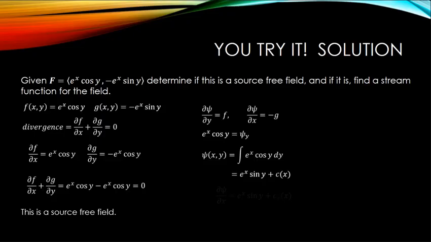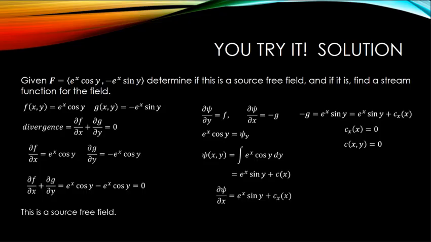If I take the derivative of this integral result with respect to x, I get negative g, which is equal to e to the x sine y, which is equal to e to the x sine y plus the partial of c with respect to x of x. Comparing both sides, I see that my partial of c with respect to x of x is 0, which means that my constant of integration is just a constant, and I can let c equal 0. This gives me my stream function described by psi of x y is equal to e to the x times sine y.